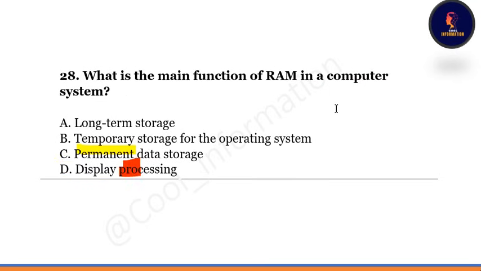Next question. What is the main function of RAM in a computer system? Option A, long-term storage. Option B, temporary storage for the operating system. Option C, permanent data storage. And last option is display processing. As you guys know, it's a very simple question. Option B is correct only. Temporary storage for the operating system is the function of RAM in the computer system.